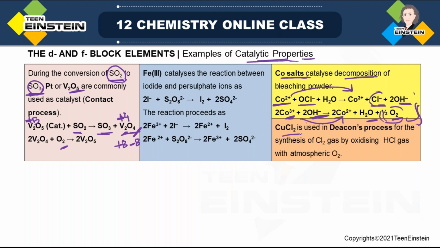Fourth example, copper chloride. It is used in Deacon's process for the synthesis of chlorine gas. As the source of chlorine, we use HCl and we oxidize it with atmospheric oxygen. But the catalyst that is used is copper chloride.